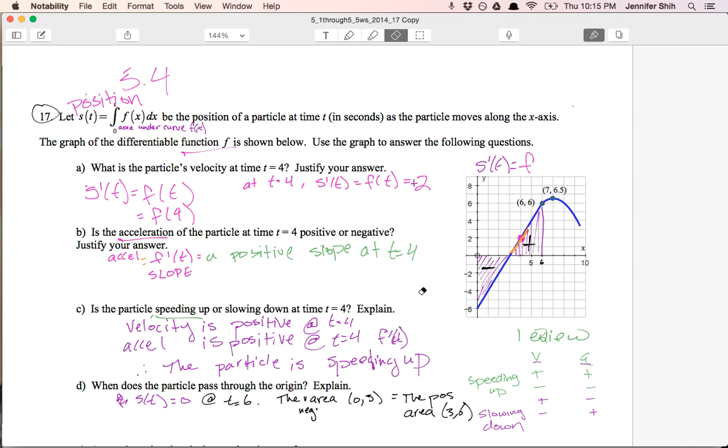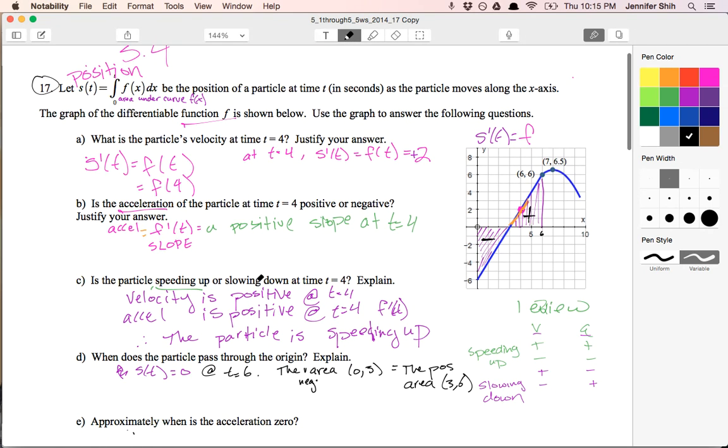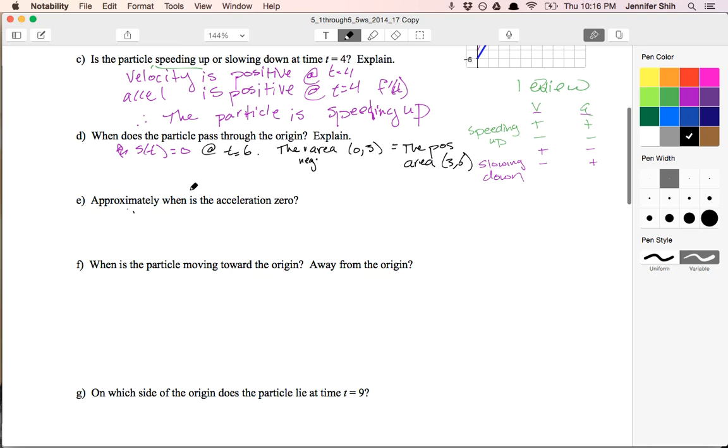Okay, so we are working on the second video for 5.4. We're talking about number 17. This was a very requested video, and we already worked through parts A through D in the previous video. Now we're working on part E, and it says, approximately when is the acceleration 0?